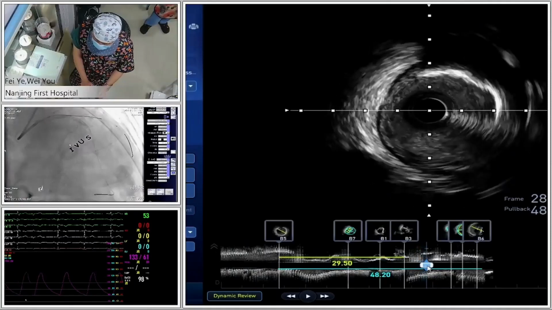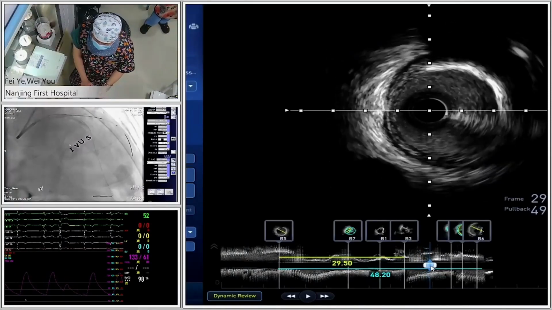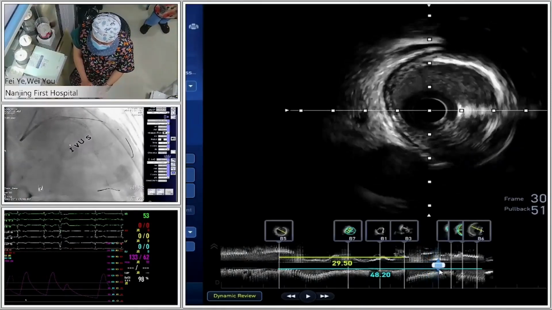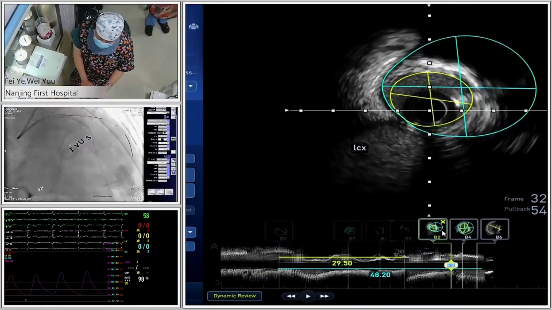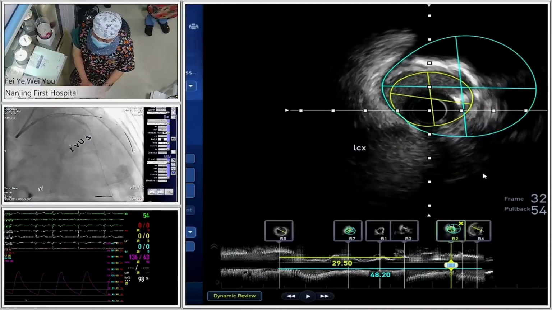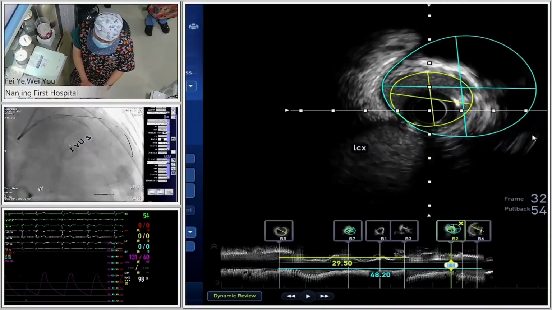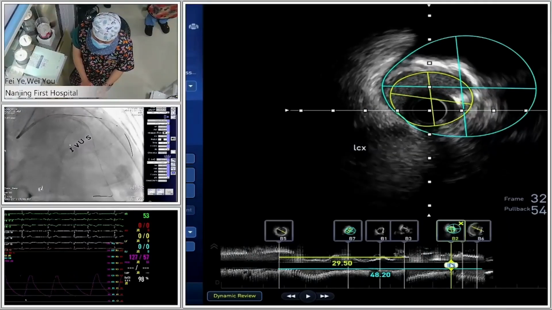Then go and pull back. This is the proximal LAD. The proximal LAD vessel diameter is about 4.0 millimeters. Then go and pull back here. We can see this is the LAD and the circumflex bifurcation. And here the area is about 4.5 square millimeters, and the plaque burden is about 70%.